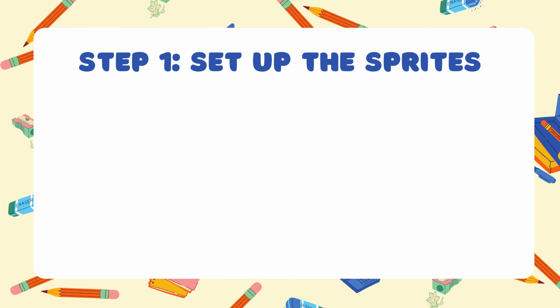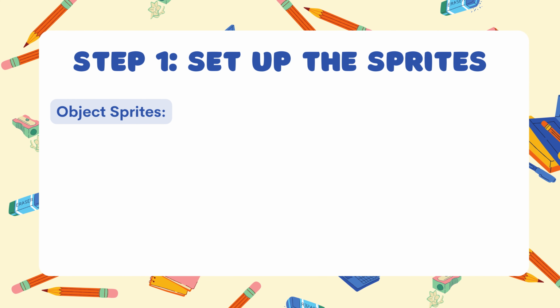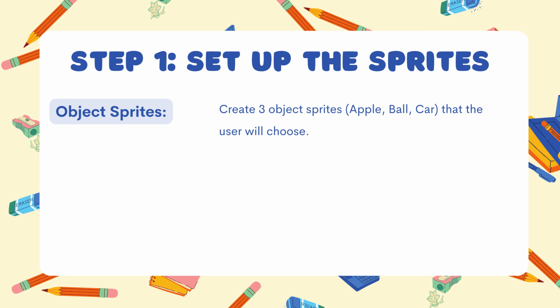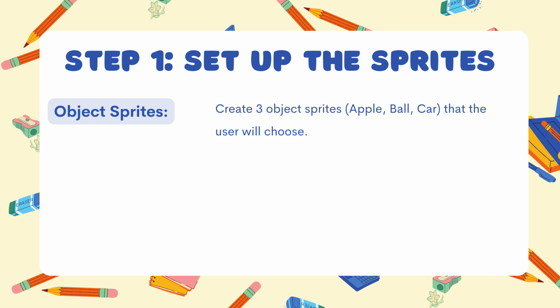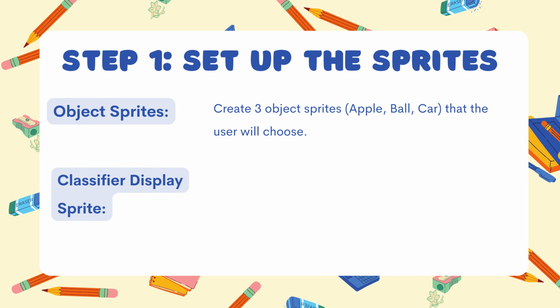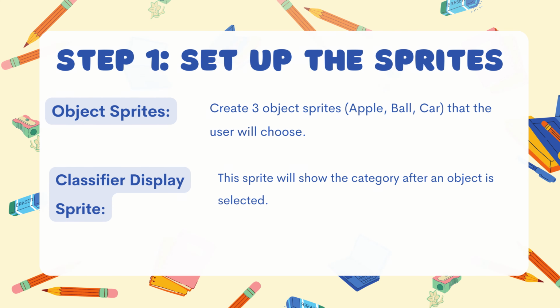Step-by-step guide to build the project. Step 1: Setup the sprites. Object sprites: create 3 object sprites, apple, ball, car, that the user will choose. Classifier display sprite: this sprite will show the category after an object is selected.